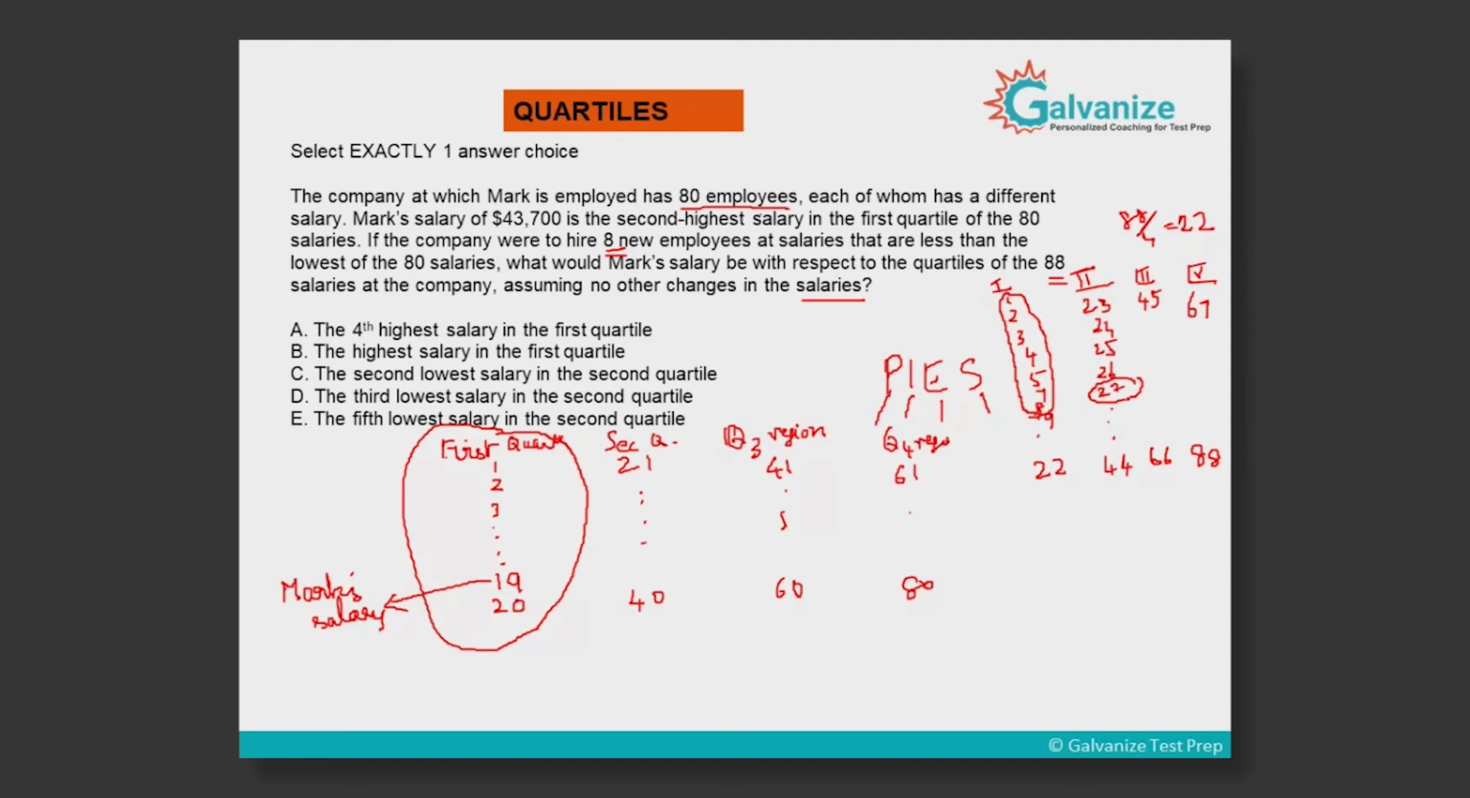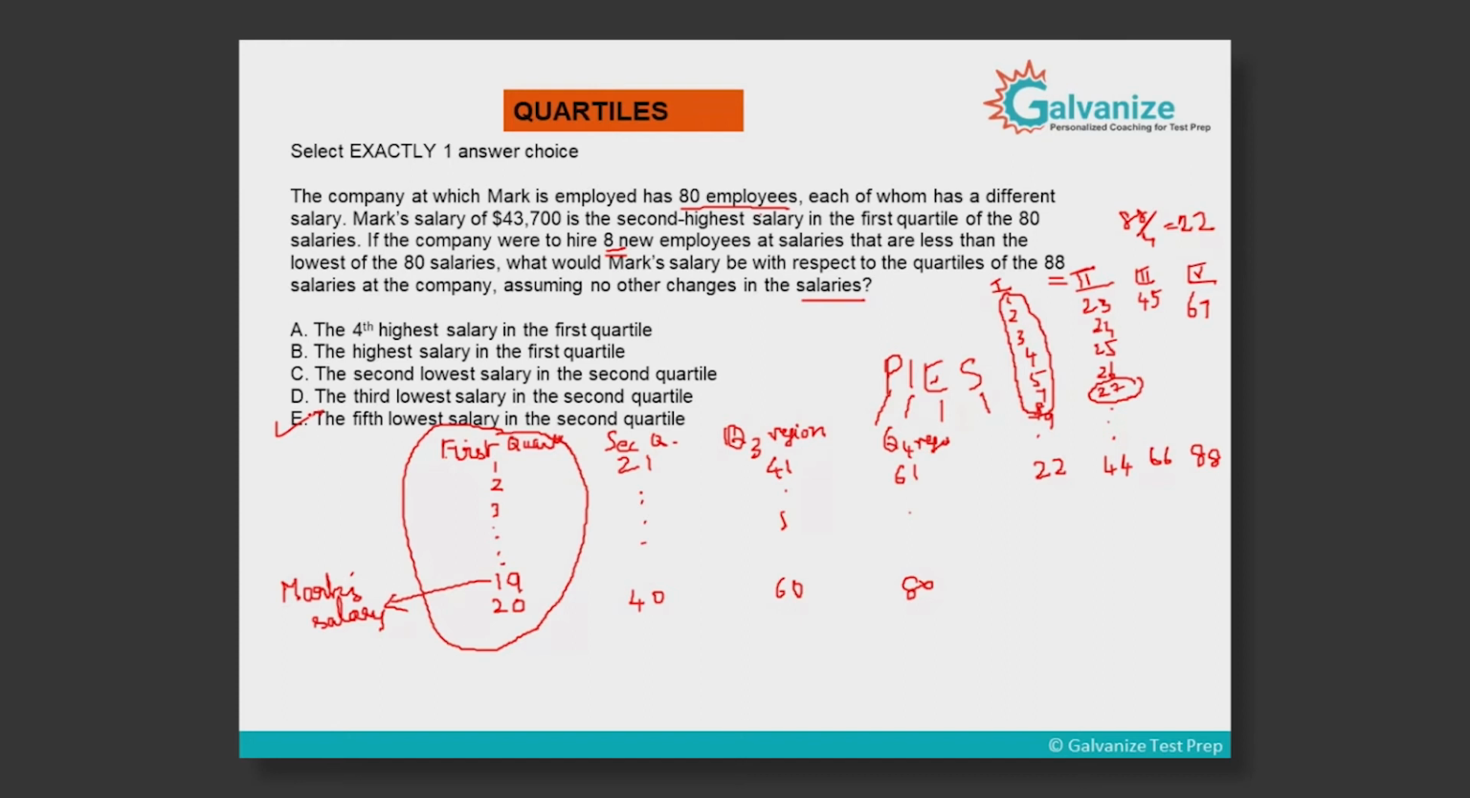No, Mark's salary is in the 27th position. So the 27th position belongs to the second quartile, and it is in the 1, 2, 3, 4, 5th position in the second quartile. The 5th lowest salary in the second quartile. The answer is option E. This is a very typical GRE problem with respect to quartiles.